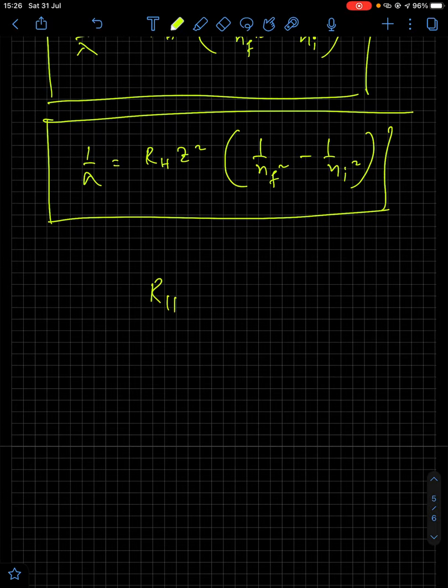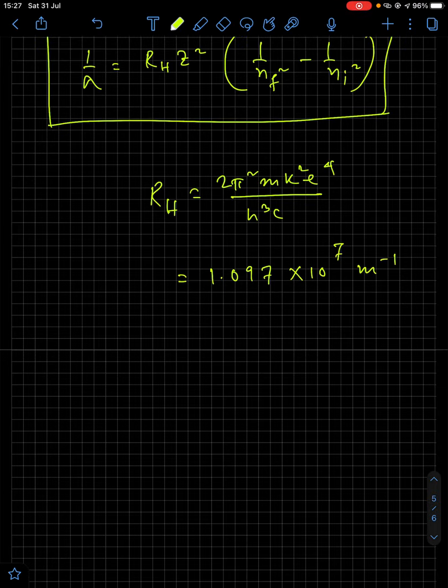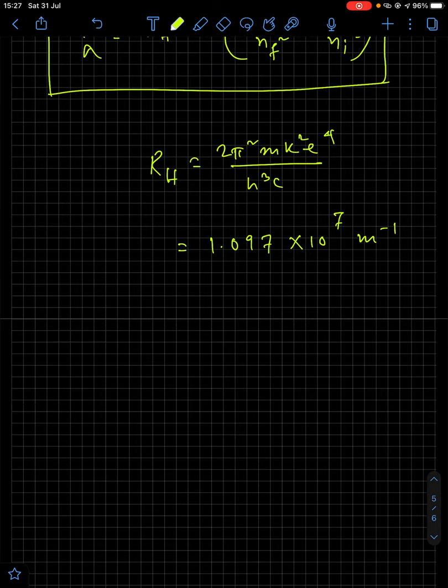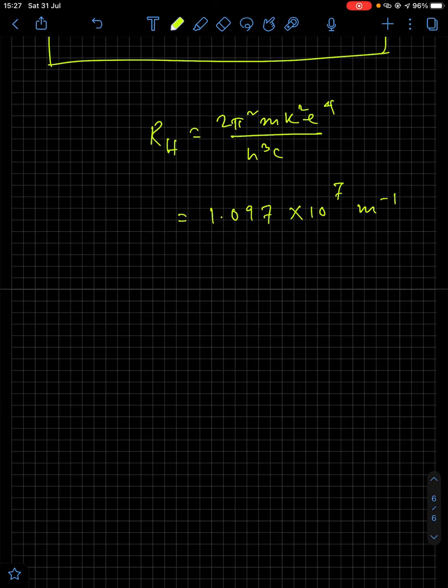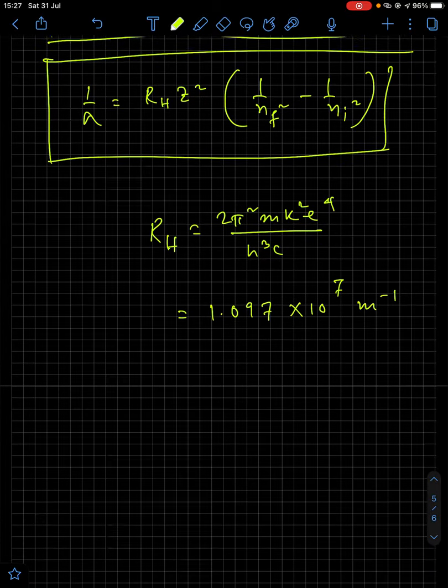Now this RH thing, it was 2 pi square m k square e to the power 4 divided by h cube c, right? So once you put the values and do the calculation, you will get 1.097 into 10 to the power 7 meter inverse. So you call this as Rydberg constant of hydrogen atom. So this equation, the first equation, you call this equation as Rydberg formula for hydrogen atom spectrum.